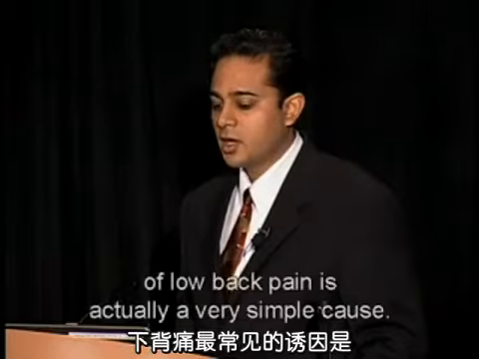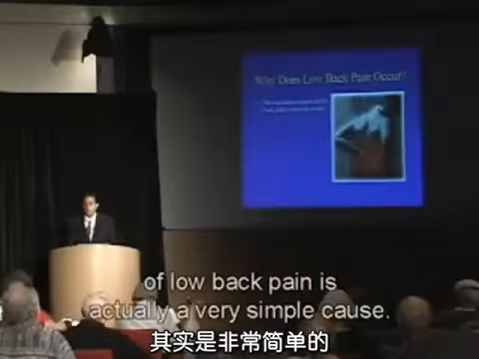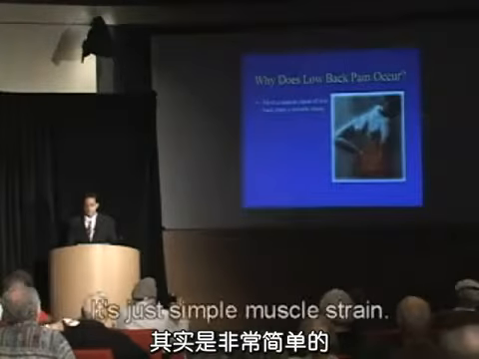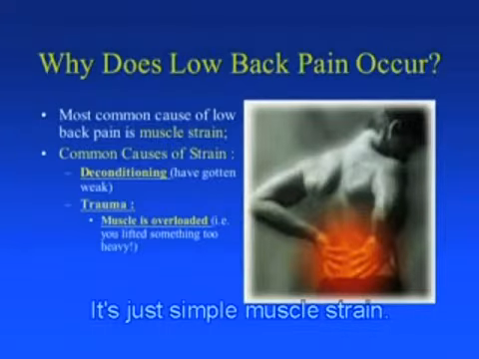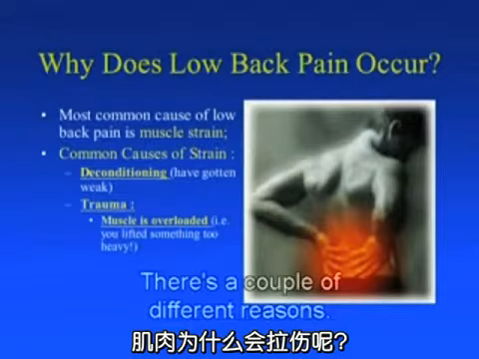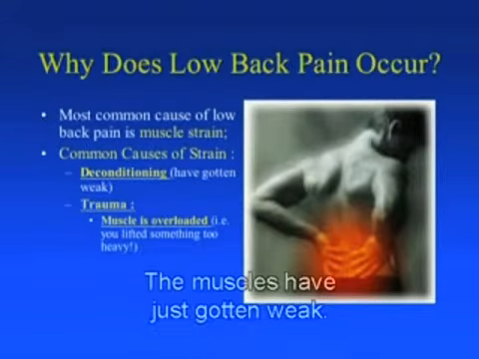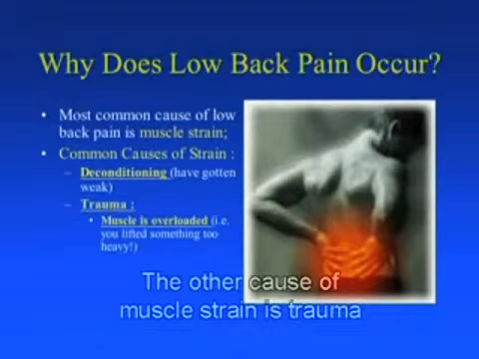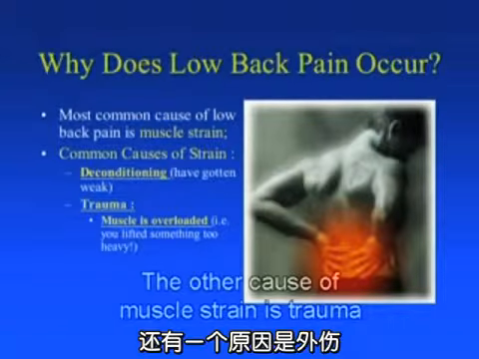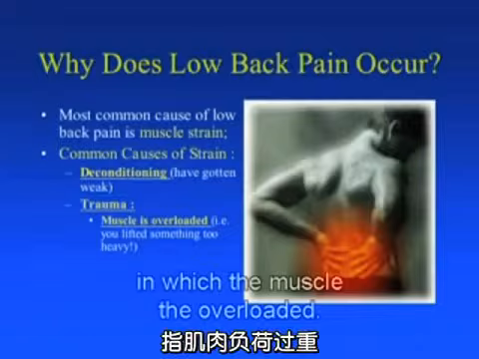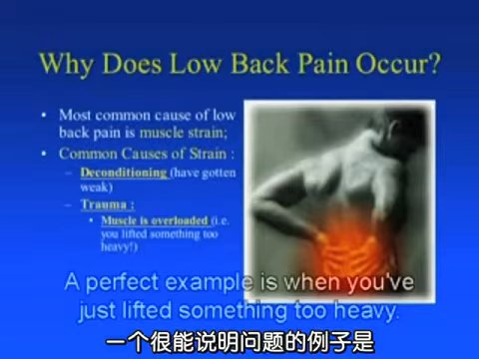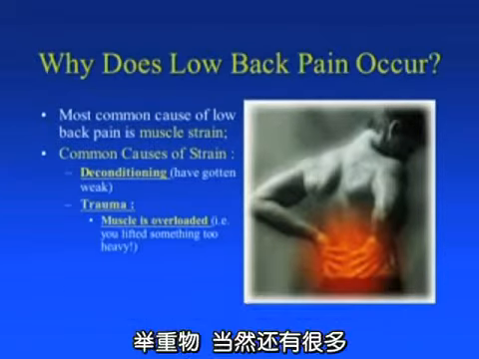The most common cause of low back pain is actually a very simple cause. It's just simple muscle strain. Why do muscles get strained? There's a couple of different reasons. Most common is deconditioning. The muscles have just gotten weak. The other cause of muscle strain is trauma, in which the muscle is overloaded. A perfect example is you've just lifted something too heavy.